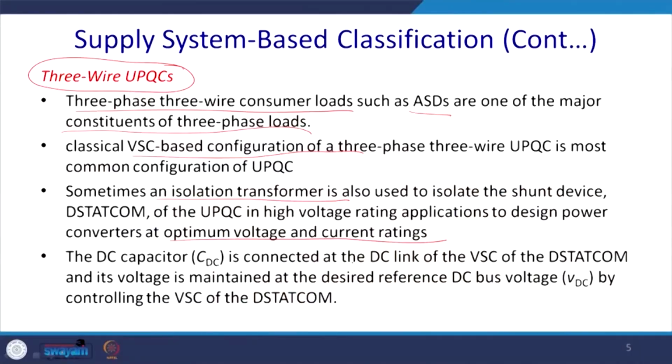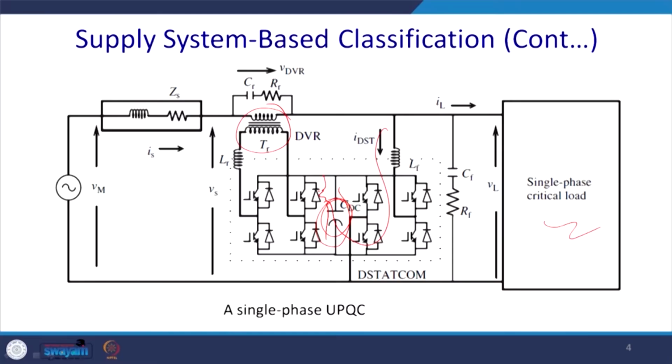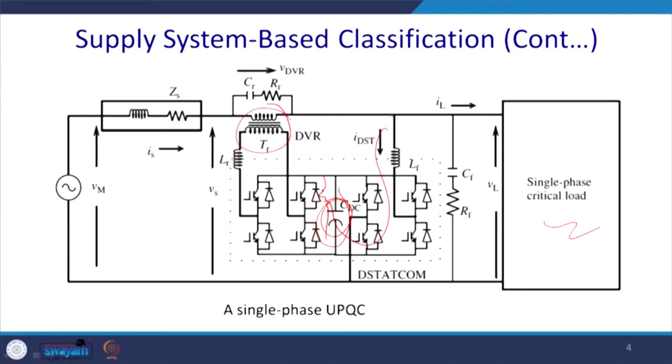The DC capacitor is connected in the DC link of the VSC of the D-STATCOM, and its voltage is maintained at the desired reference voltage VDC by the controller, by controlling the voltage source converter of the D-STATCOM. Generally, the capacitor voltage is required to be maintained a little higher. It is the same for the single phase system. This capacitor voltage is required to be maintained a little higher, so that the power can sink through it. Ultimately, we require to inject current to this point. For this reason, we require to inject power if there is a leading power factor.